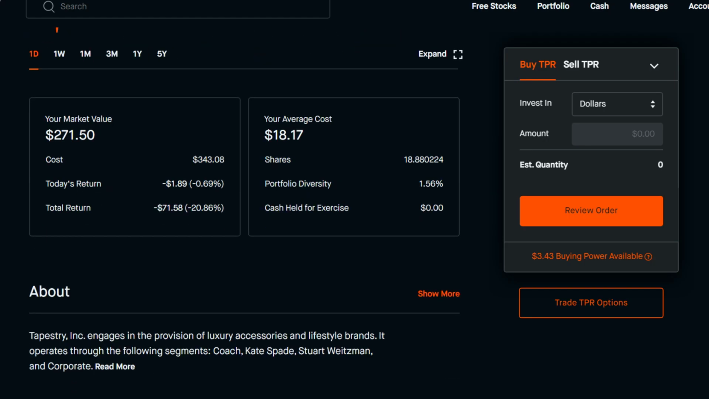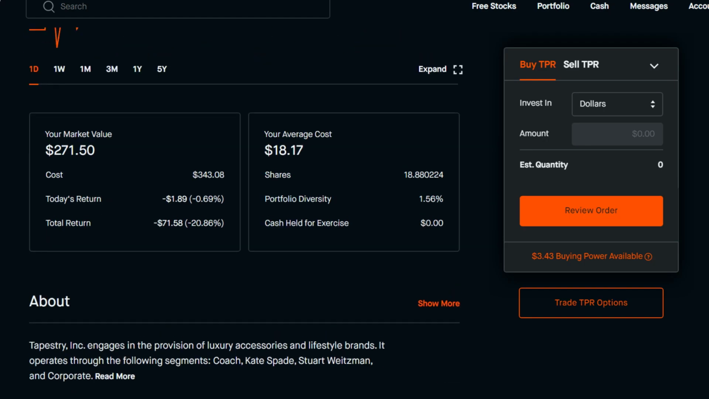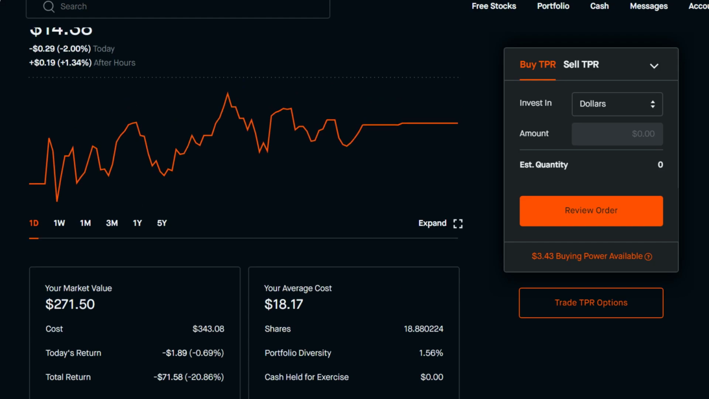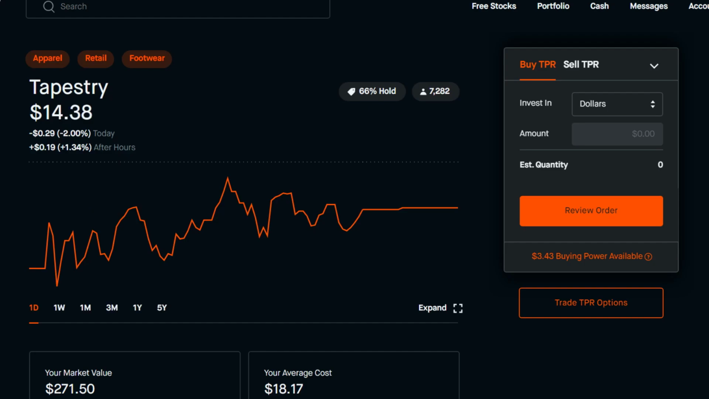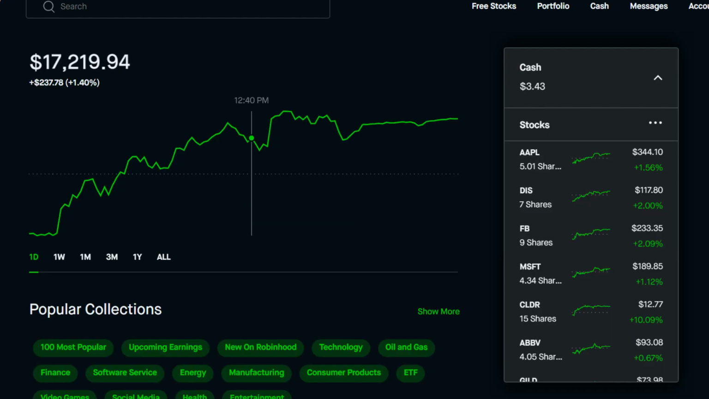Next up, another clothing retailer, is Tapestry Brands. Average share price of $18.17, 18.8 shares. Total return down $71.5, or 20.86% down. Another one that I'd be willing to purchase more of as well.